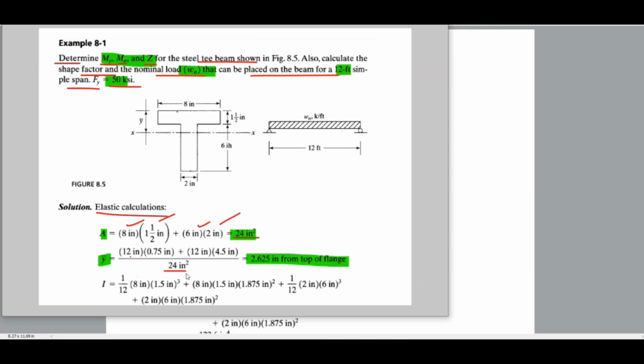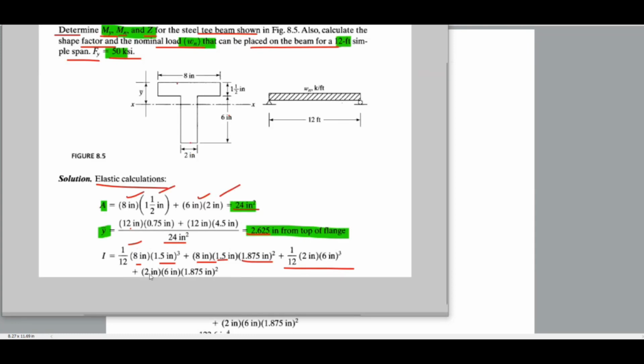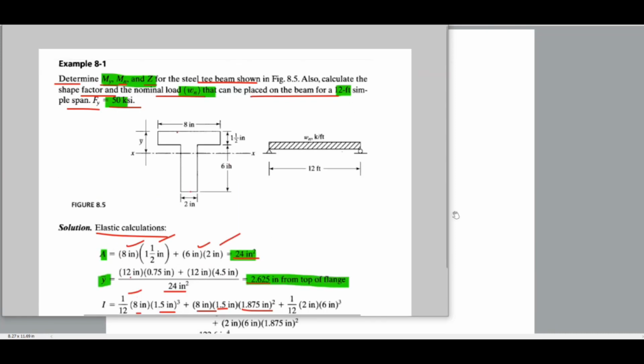So 0.625 inch from the top of the flange. I equals 1 by 12 into 8 inch into 1.5 cubed plus 8 inch into 1.5 into the distance squared, plus 1 by 12 into 2 inch into 6 inch cubed, and so on. 1.875 is simply the I value.